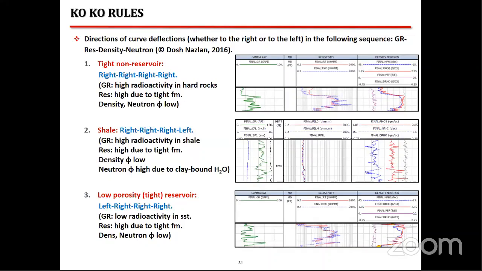The third is a tight reservoir or a low porosity reservoir, where the deflections will be to the left, right, right, and right. Gamma ray will show low radioactivity in sandstones and hence less gamma ray values. Because the formation is tight, the resistivity will be high, whereas the density and the neutron porosities will be low.